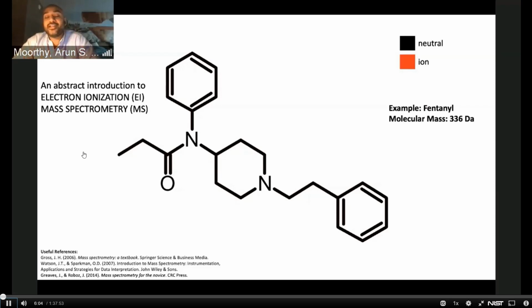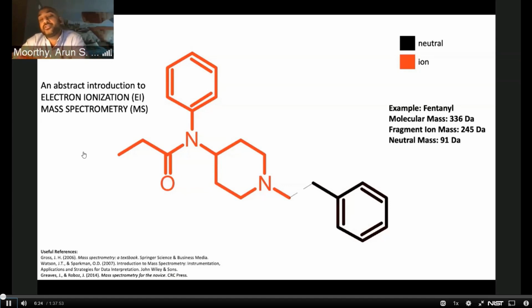In electron ionization mass spectrometry, the molecule is bombarded by electrons, and in this high energy state, it might fragment. And part of the molecule may hold on to the charge. We call that a fragment ion. In this case, the red part of the molecule. That fragment ion has a mass of 245. And there's a neutral part of the molecule that has fallen off. We'll call that a neutral loss of 91.